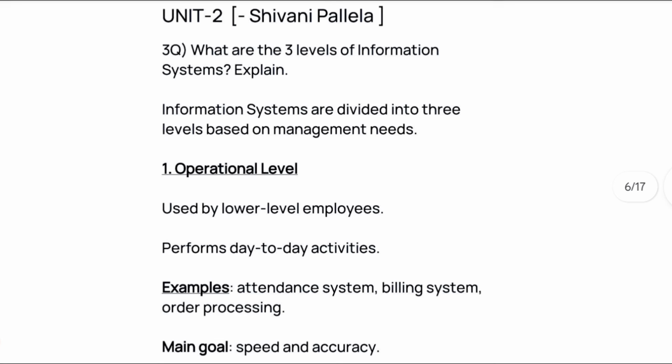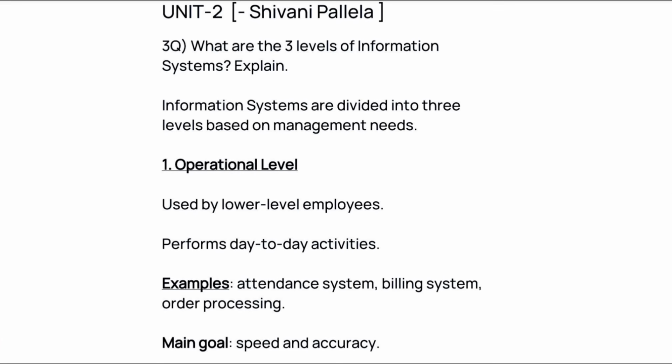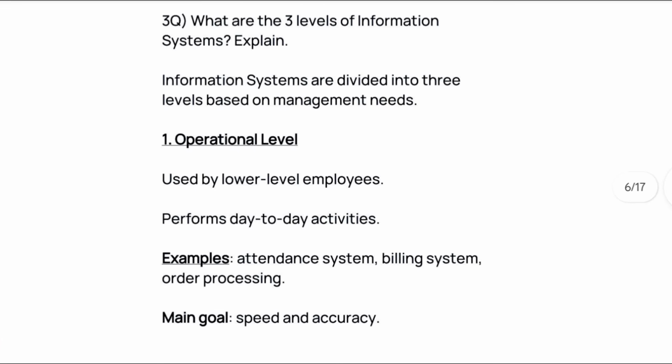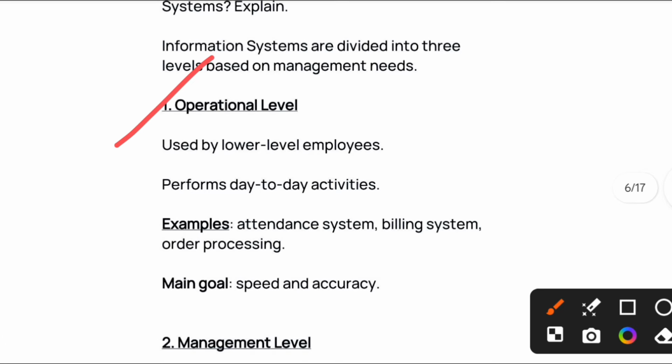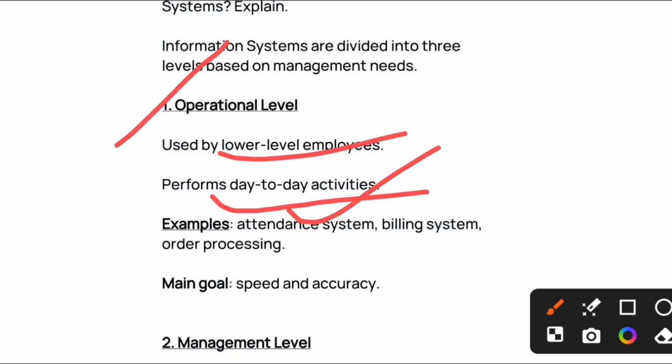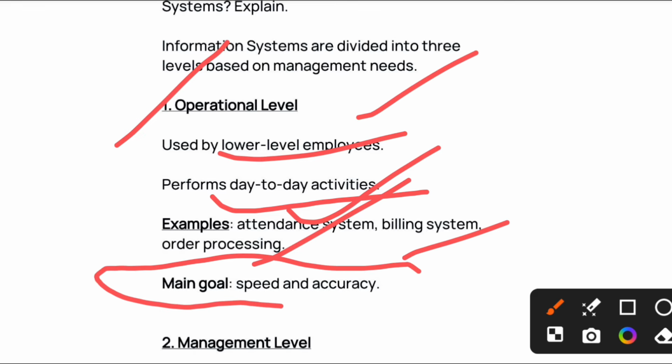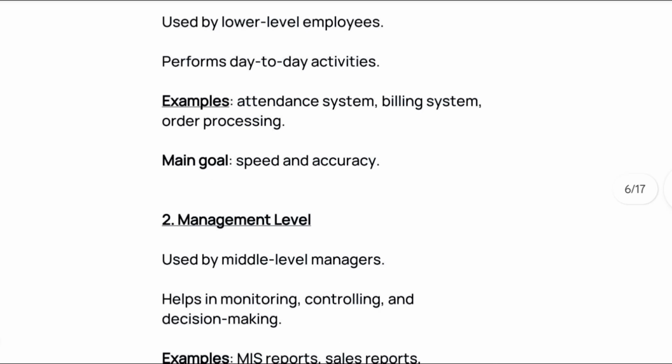Next, third question: what are the three levels of information systems you are having? Information systems are divided into three levels. The first level is operational level. Operational level is used by the low level employees, which will be helpful to perform their day-to-day activities. For example, accounting, attendance system, billing system, order processing. What is the main goal of this operational level? Speed and accuracy is the main goal.